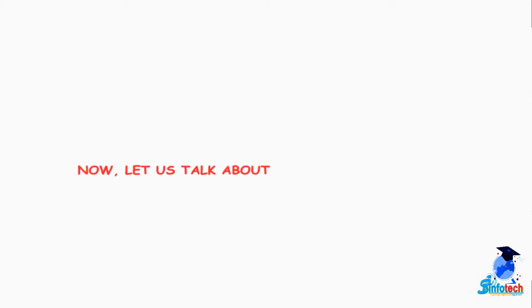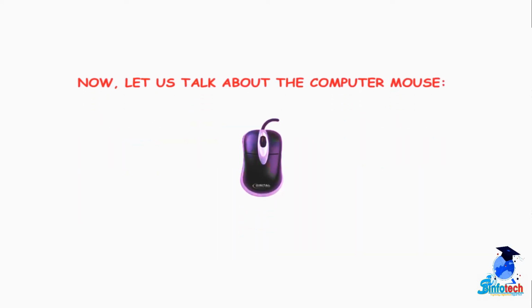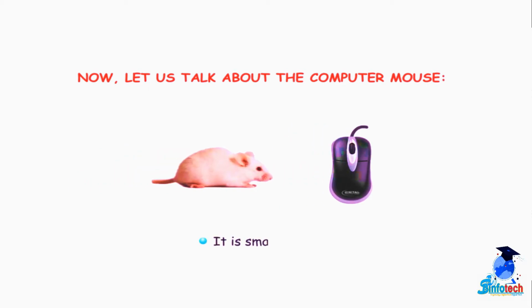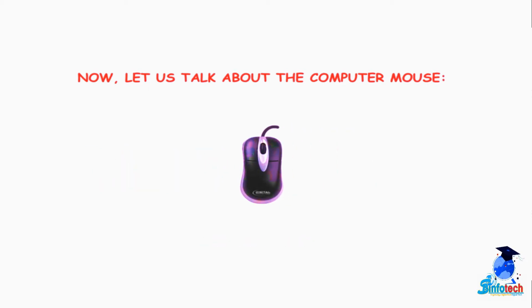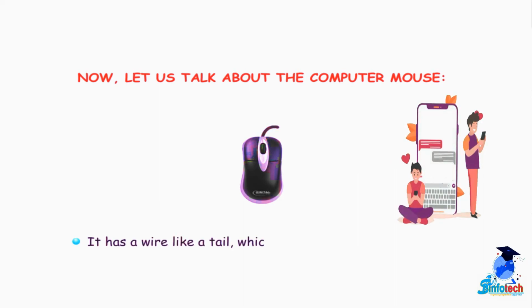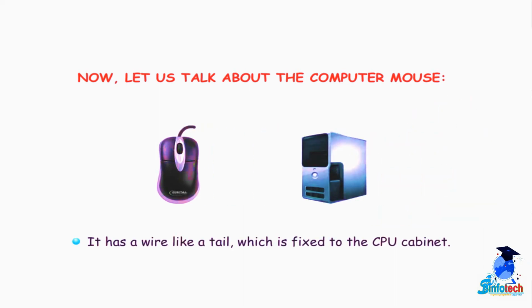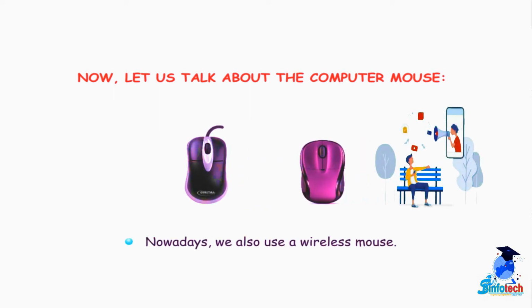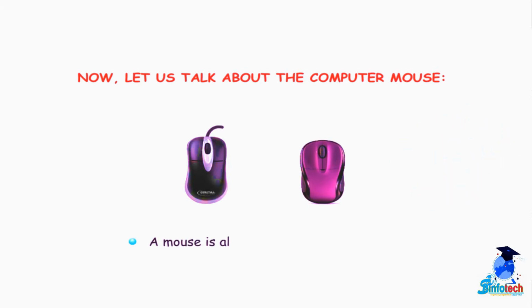Now let us talk about computer mouse. A computer mouse looks like a real mouse. It is small in size. It has two buttons, left and right, and a scroll wheel. It has a wire like a tail, which is fixed to the CPU cabinet. Nowadays, we also use a wireless mouse. A mouse is always kept on a mouse pad.